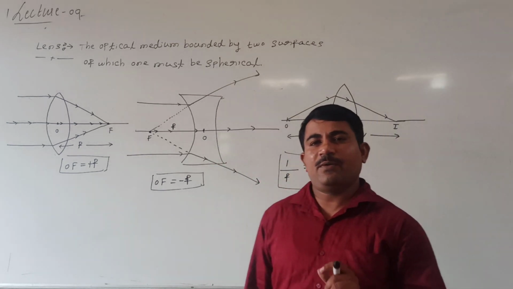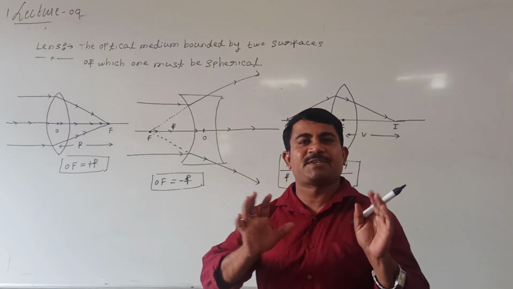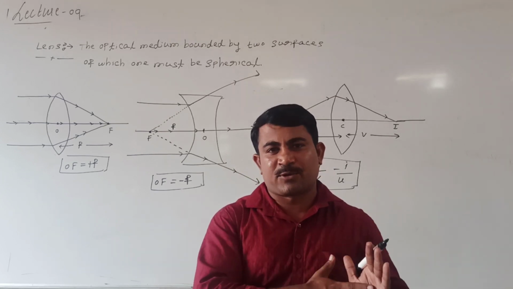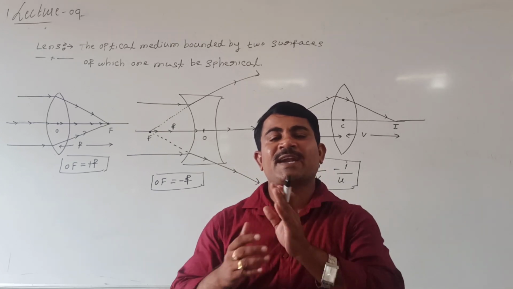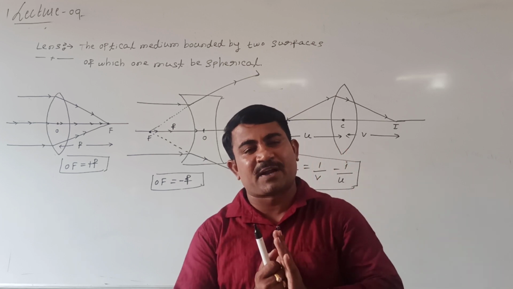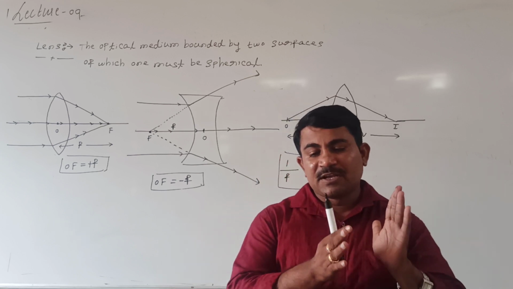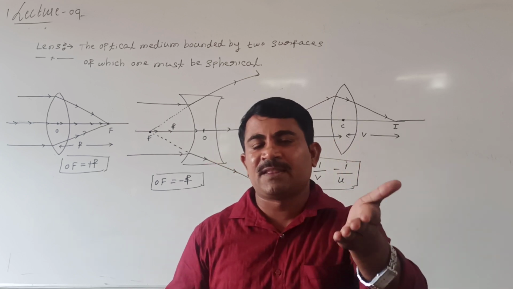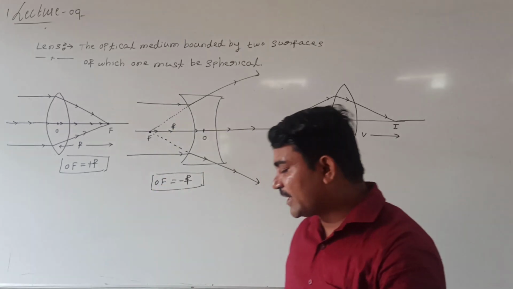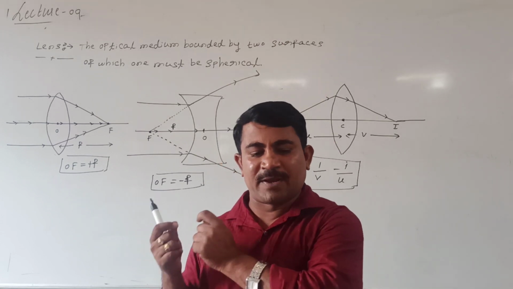Then we need the relation between focal length, radius of curvature and refractive index. That formula we call the lens maker's formula. To understand the lens maker's formula, we should know two terms: refraction through a convex spherical refracting surface and refraction through a concave spherical refracting surface. This relation we have already seen in the previous class, in lecture number 8. Now let us see what is meant by the lens maker's formula and how it can be obtained.